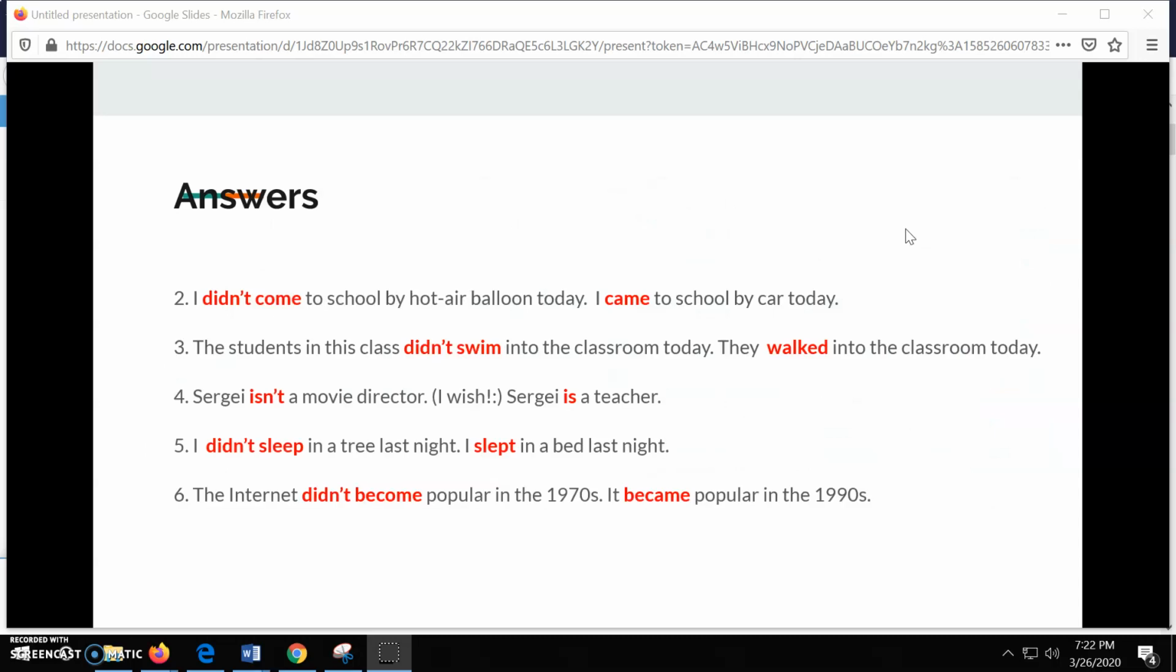Okay, so here are the answers. Number 2 says, I came to school by hot air balloon today. So the negative statement would be, I didn't come to school by hot air balloon today. I came to school by car today, for example. If you came by bus, then you would say, I came by bus today. 3, the students in this class didn't swim into the classroom today. They walked into the classroom today.